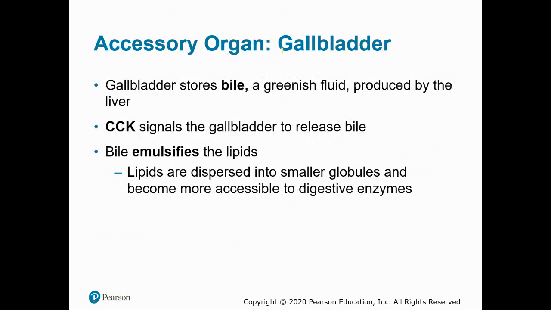Okay, now we'll talk about the three accessory organs. I don't think we're going to highlight too much the salivary glands. So gallbladder, remember the gallbladder is tucked right under the liver. So it stores bile, which is that fluid that emulsifies the lipids. So it basically breaks lipids down into these smaller globules that can then be better accessed by the lipid digesting enzymes. And remember, CCK is the message from the small intestine that signals the gallbladder to release bile. Also remember that it's the liver that actually produces bile.